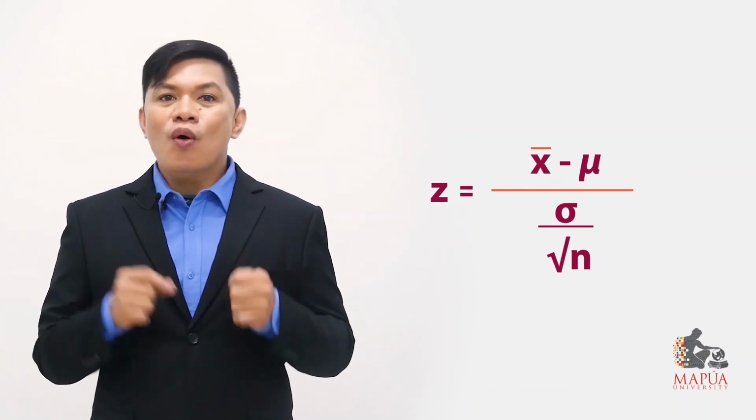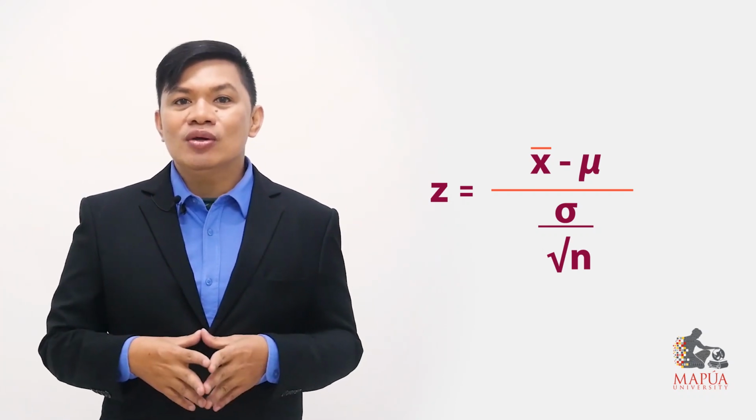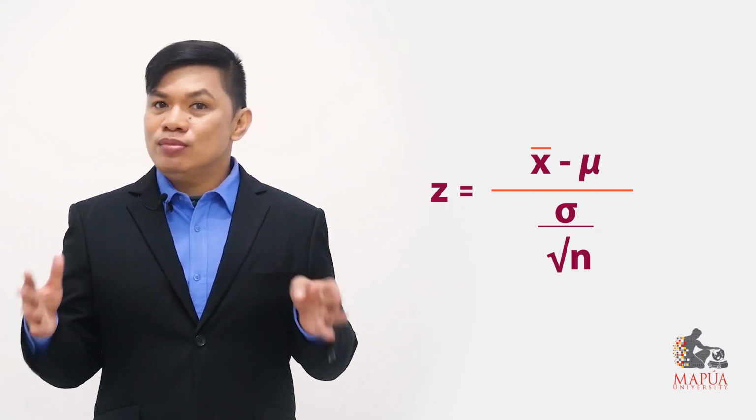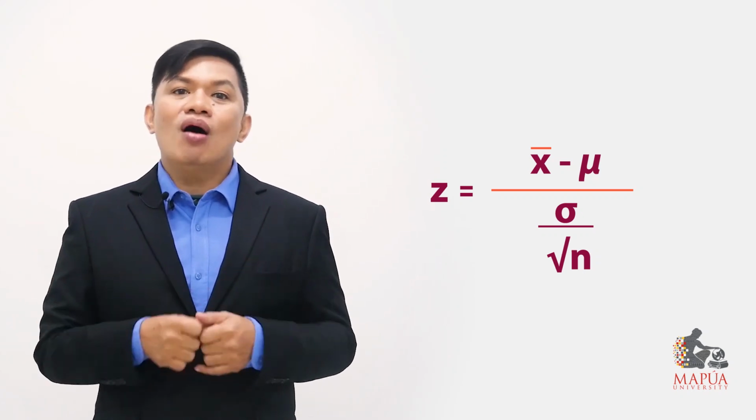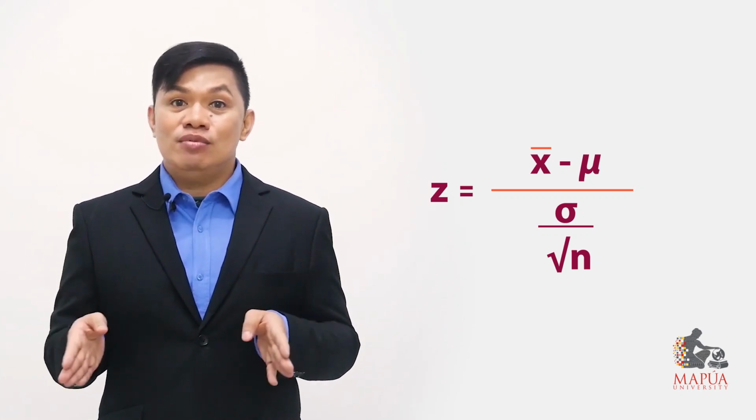According to the central limit theorem, since the parent population is normally distributed, the sampling distribution of the sample mean will also be normally distributed. So we can always transform into the z value. But this time, the z value will be x bar minus mu over sigma over the square root of n. Remember, the standard deviation of the sampling distribution is given by sigma over the square root of n.